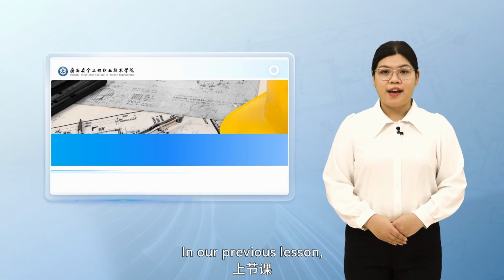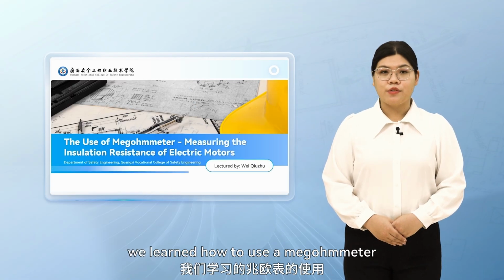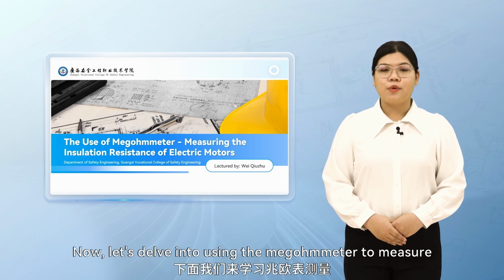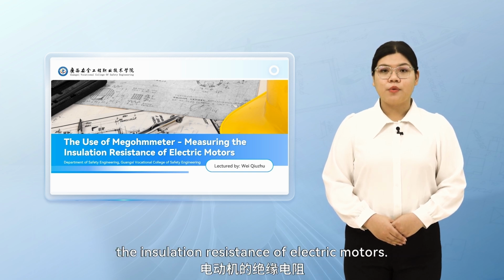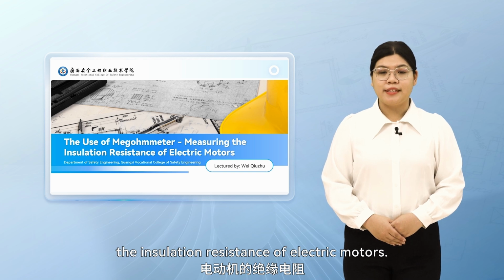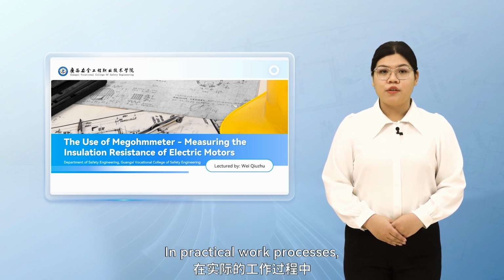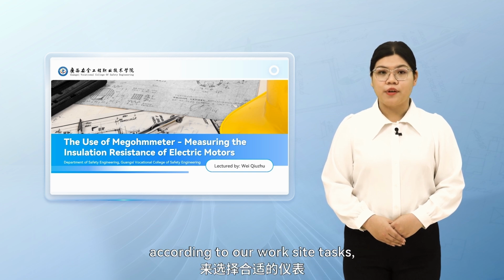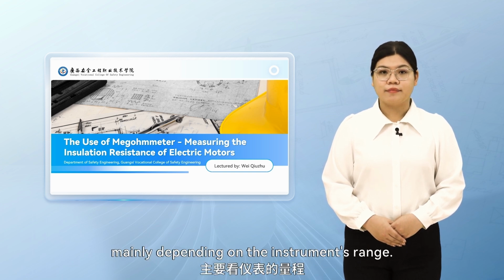In our previous lesson, we learned how to use a Megohmmeter and how to assess its functionality. Now, let's delve into using the Megohmmeter to measure the insulation resistance of electric motors. In practical work processes, we need to choose the appropriate instrument according to our work site tasks, mainly depending on the instrument's range.